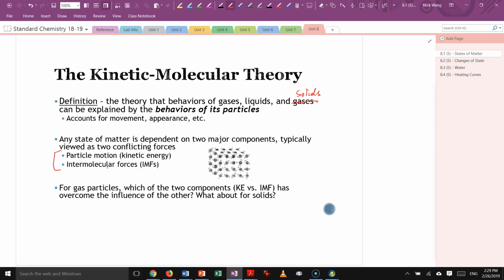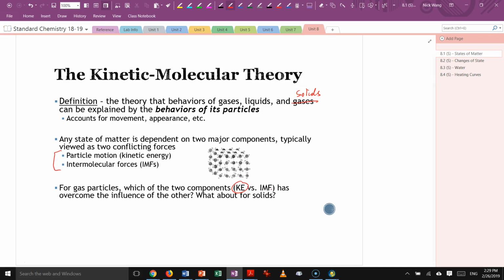So to put context in this, remember that when you talk about gas particles, of the two components, kinetic energy and intermolecular forces, which one plays a larger role in its state of matter? If you think about gases, they're freely moving about, zipping around. So kinetic energy actually ends up playing a larger role than the intermolecular forces, the sticky forces that keep the particles from moving freely.